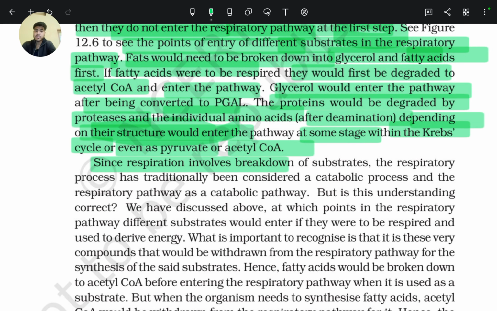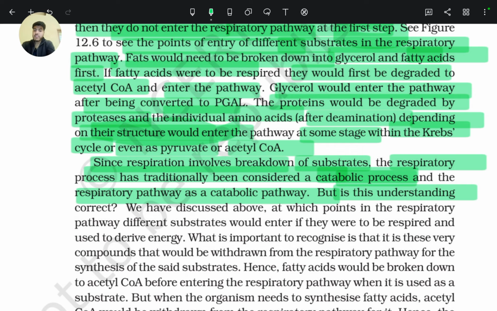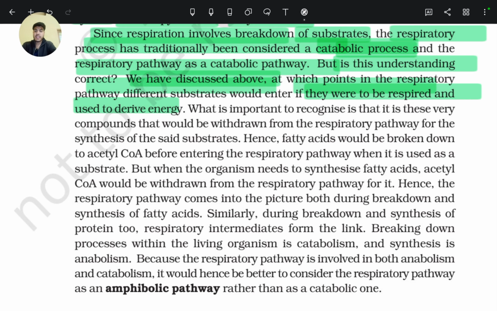Since respiration involves breakdown of substrate, the respiratory process has traditionally been considered a catabolic process, and the respiratory pathway a catabolic pathway. But is this understanding correct? We have discussed above at which points in the respiratory pathway different substrates would enter if they were to be respired and used to derive energy.